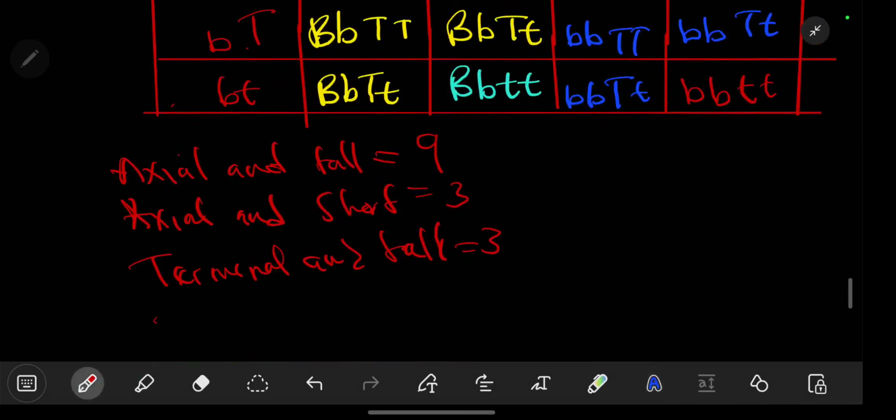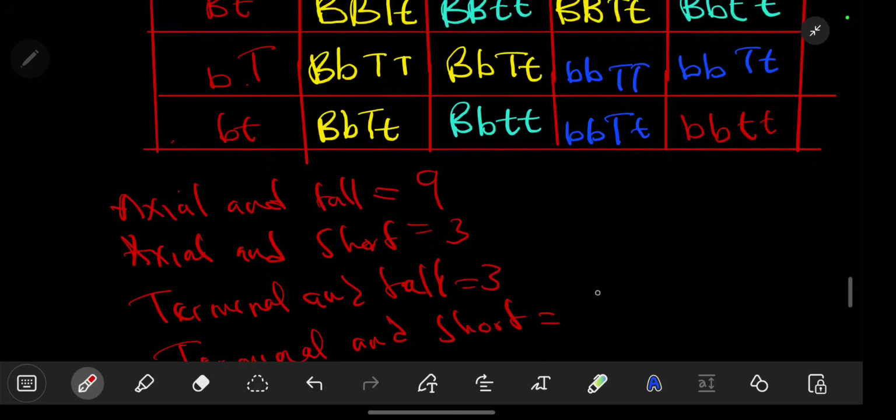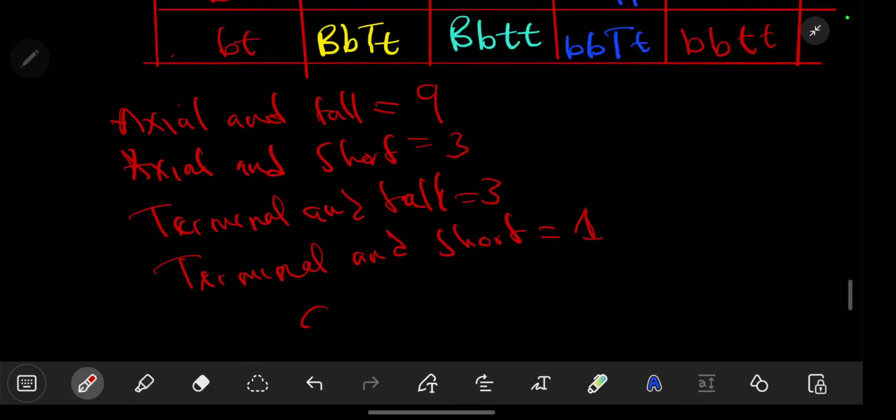Then we are going to have our terminal and short. So for terminal and short, this should be equal to the 1. So it is only this one that is remaining, 1. So we are going to have a 9, 3, 3, 1, like that. So this is our outcome.